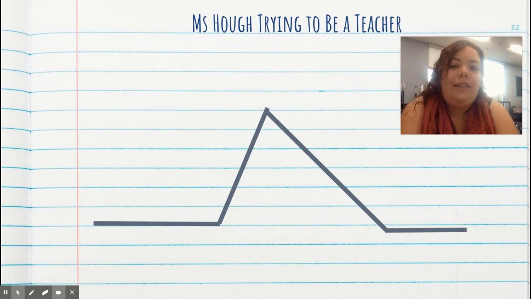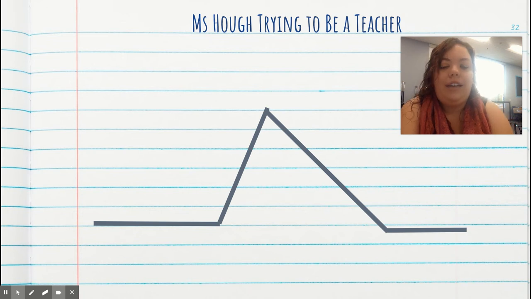So when I did mine, I was thinking about Ms. Hough trying to become a teacher because I remember there were some problems along the way that seemed like maybe I would never be able to solve them. So I did a plot diagram just of this event trying to be a teacher.